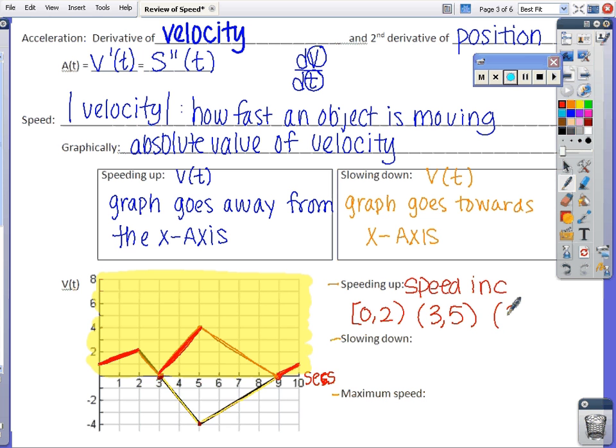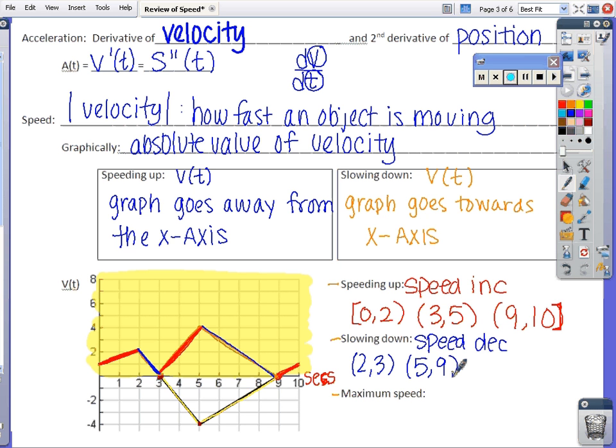In blue, and I'll close that bracket. In blue, we'll do slowing down. That's where my speed decreases. Slowing down is from 2 to 3 seconds, from 5 until 9 seconds. If you rewind and go back to when we were talking about speeding up and slowing down the other way, you'll notice that the answers match exactly.